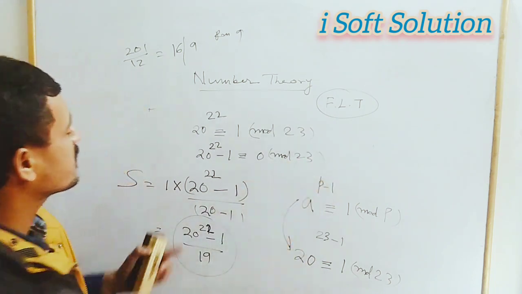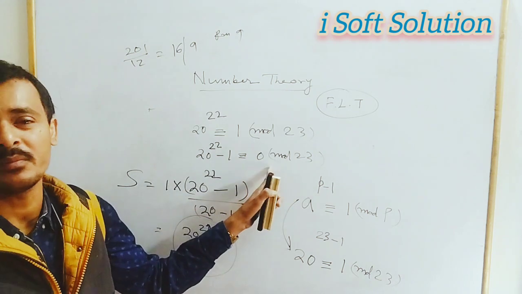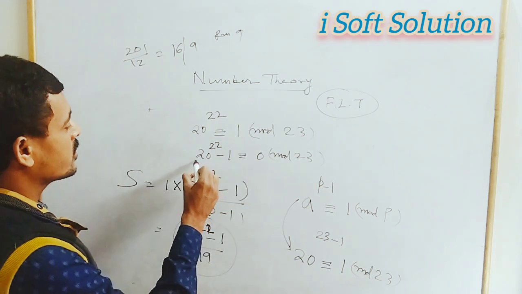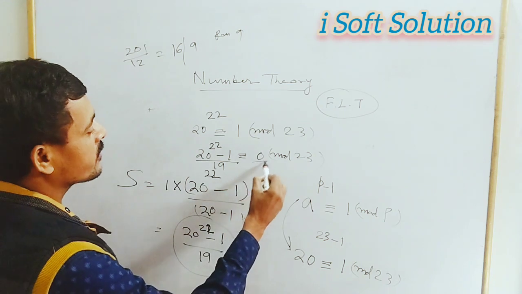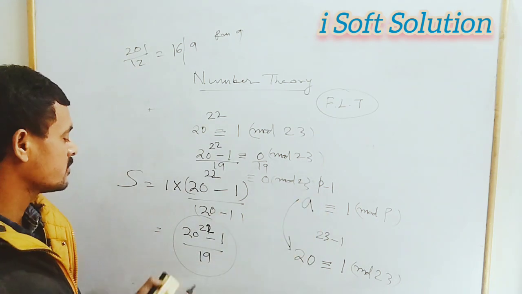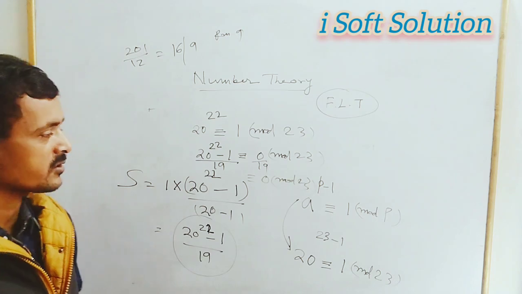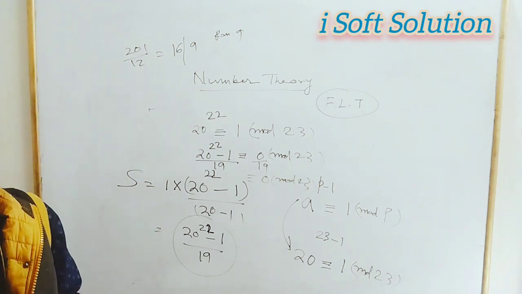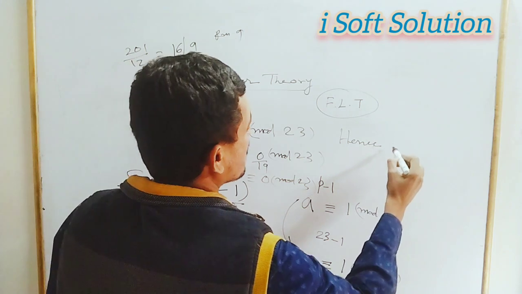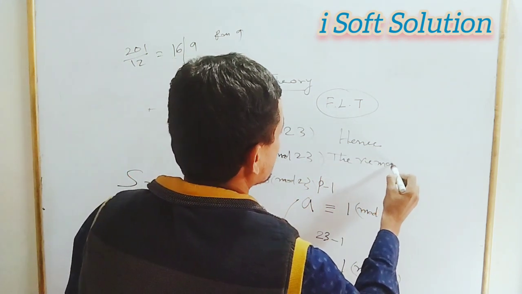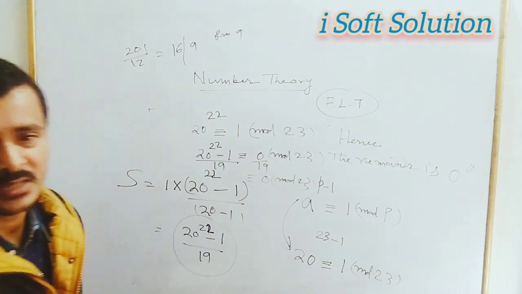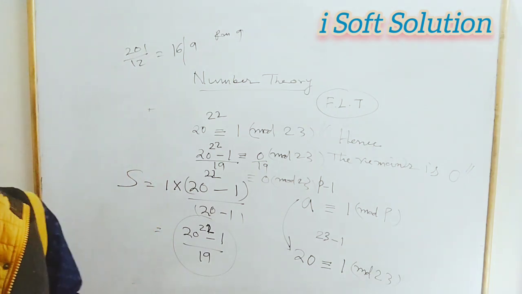That is, if we divide 20 to the power 22 minus 1 by 23, the remainder will be 0. That is, this expression is completely divisible by 23. Hence, our answer: the given expression, that is 1 plus 20 plus 20 square plus dot dot dot 20 to the power 21, is completely divisible by 23. That is, the remainder is 0. We can also say that this large expression is completely divisible by 23.